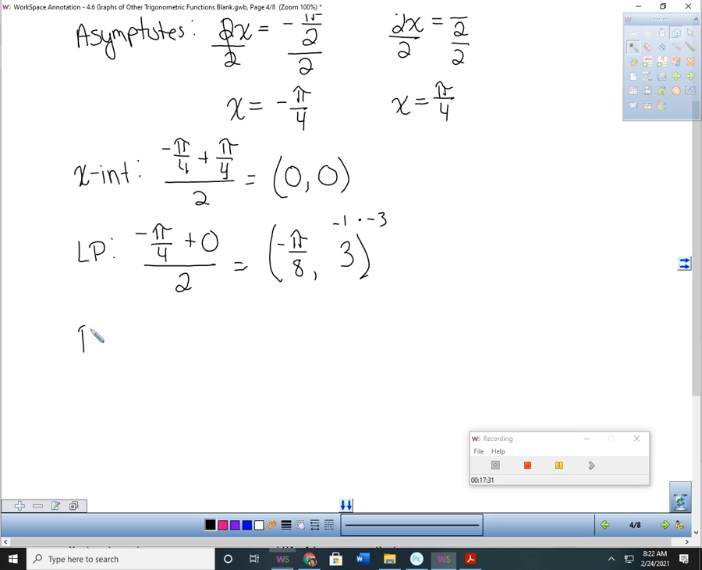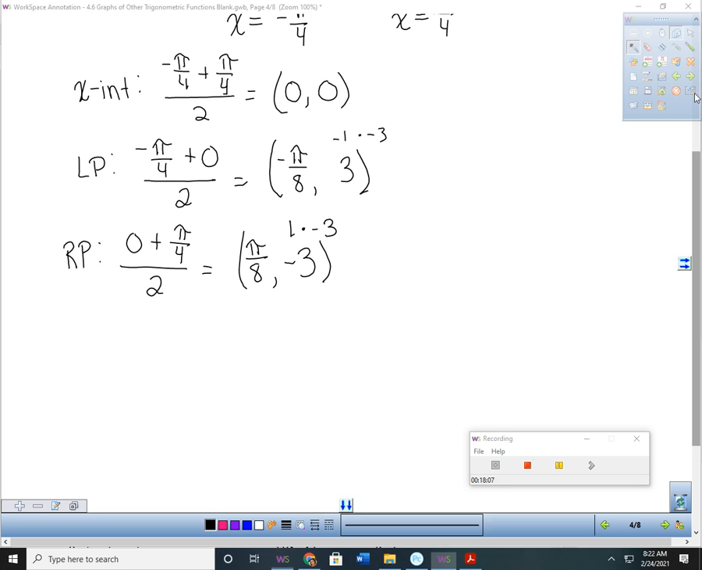All right, my right point is in between the center and my right asymptote. So I take the center, I add that to the right asymptote, and I divide it by 2, which gives me a positive pi over 8. Now on the right side, you're normally sitting up at 1, right? But we have to multiply that by the negative 3. So now I'm going to be at negative 3. And now we're ready to draw our graph.